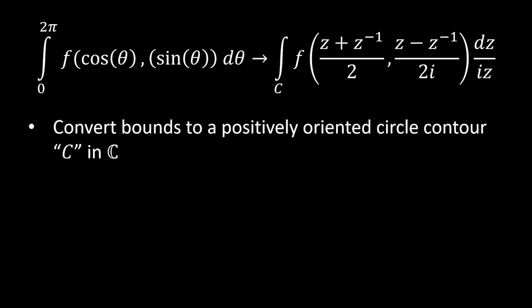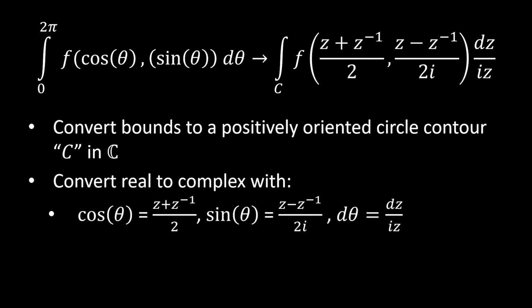But we just convert it to a complex integral, and we do that with the following steps. First, we're going to convert our bounds of 0 to 2 pi to a positively oriented circle contour that we're going to call C in the complex plane. That's just going to be a unit circle unless we have some sort of radii specified based on looking at our equations. I'll get to that a little bit later. But like I said, we'll just convert the bounds to a positively oriented circle contour in the complex plane, and that's just going to be a unit circle, a circle of radius 1.